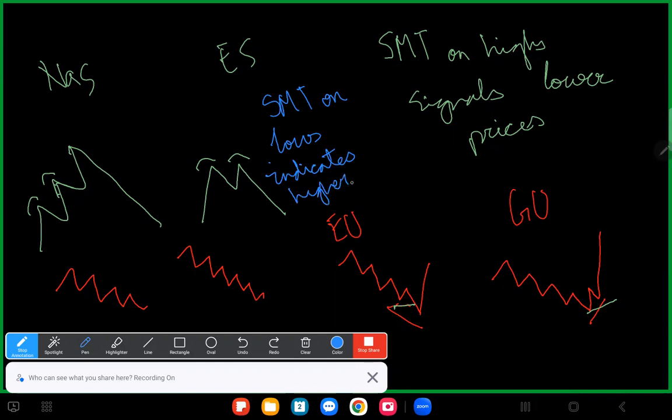Indicates higher prices. So that's what SMT amongst correlated asset classes looks like. And yes, sometimes price will make equal lows as well. But the idea is that one takes out the low and then the other doesn't take out the low. So sometimes we can see equal lows, and then sometimes we'll see a higher low and then a lower low on the other asset class. But the idea is that one is taking out liquidity and the other is failing to take out liquidity. And that's where the idea of SMT lies.